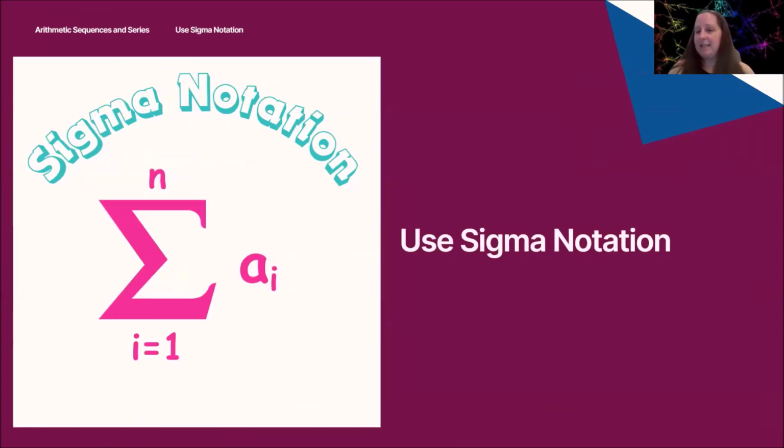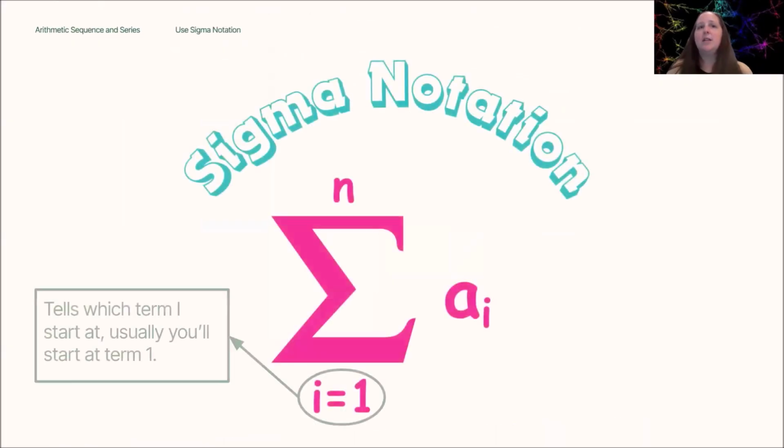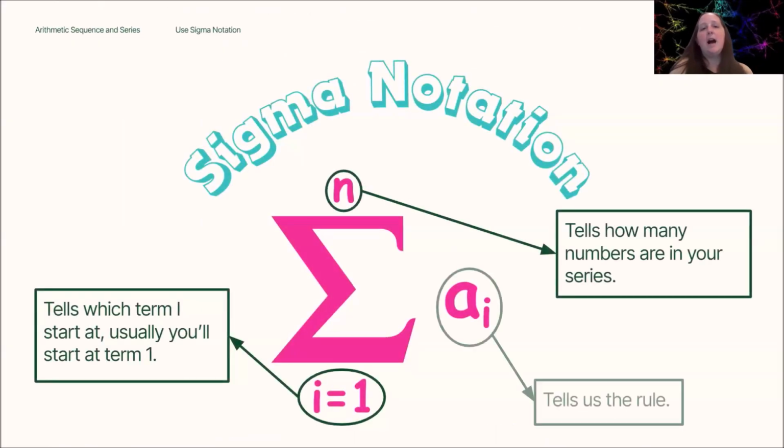You may also see it as sigma notation, okay, which is this Greek letter. It kind of looks like a capital E. So sigma notation, okay, the i equals 1 at the bottom tells which term I start at. Usually you'll start at term 1, but not always, okay? N tells me how many numbers are in that series, and a sub i tells us the rule of the series.